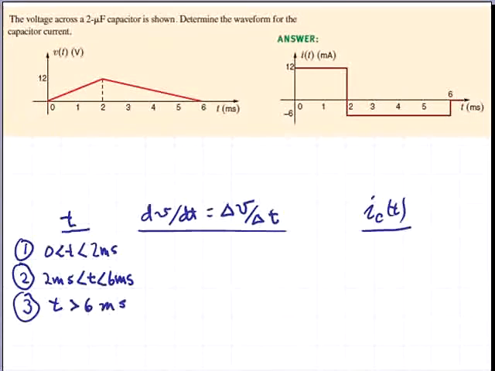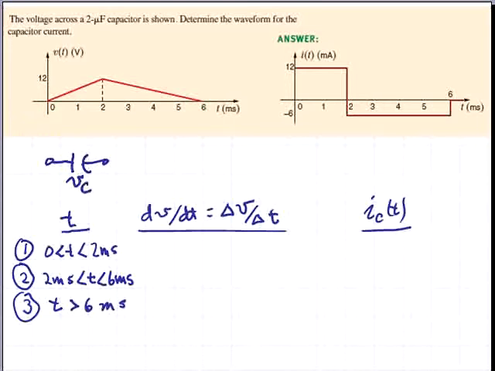This is Learning Assessment Problem 6.2. We are shown the voltage waveform appearing across the capacitor and asked to determine the waveform of the current flowing through that capacitor. So first let's recall the capacitance voltage current relationship.